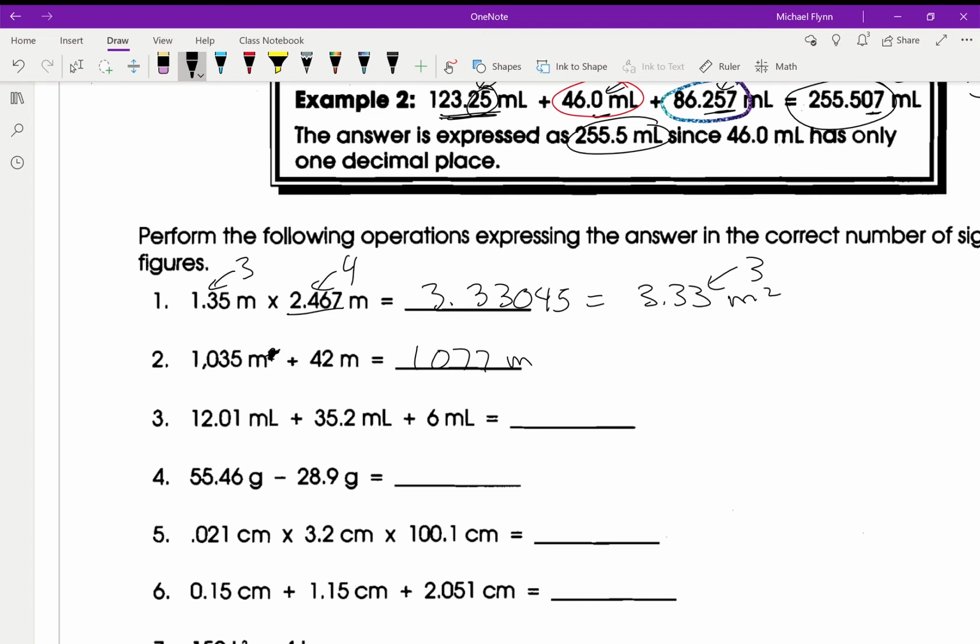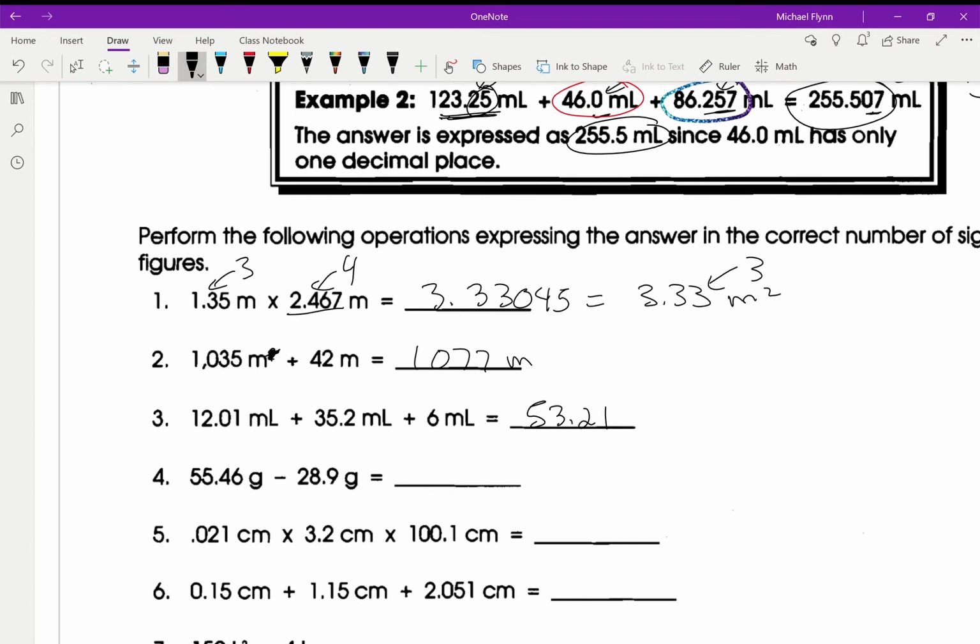So now here, 12.01. I don't want to do the whole thing for you. Plus 35.2. I'll just post the answers later. Plus 6 equals 532.1. No, that's not right. 12.01 plus 35.2 plus 6 is 53.21. Yeah, that makes more sense. Okay, so I get 53.21.